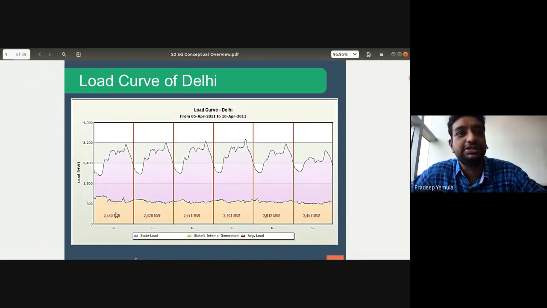So, for example, this first one is Sunday, Monday, Tuesday, Wednesday, Thursday, Friday, like that. See, on the x-axis the days are there. So there are 6 days shown. And on the y-axis is the total load. So the minimum load is somewhere around 1800 megawatts, and the maximum load goes up to 3200 megawatts. So within a day, there is a huge variation, almost double the load.